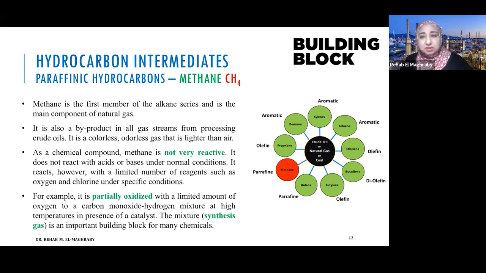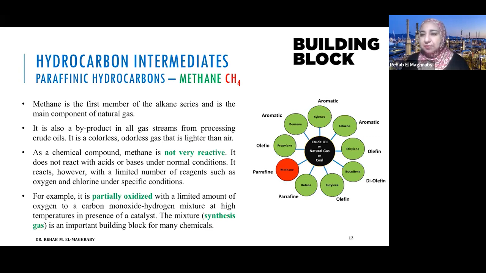Okay, so methane. I don't know if this will appear here. So if you can see here, this is methane. This is the molecule. The black one here is a carbon, and you have four hydrogens attached to it. I hope that you can see it. So methane is not very reactive. It is a colorless gas. There is no smell.